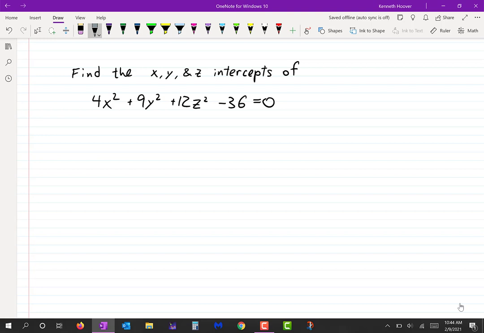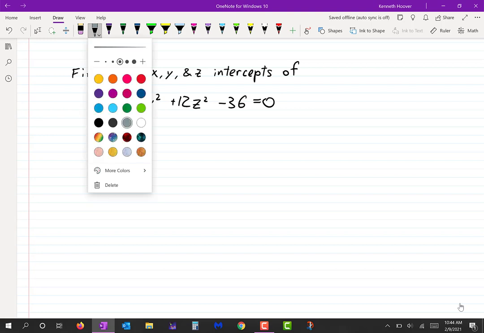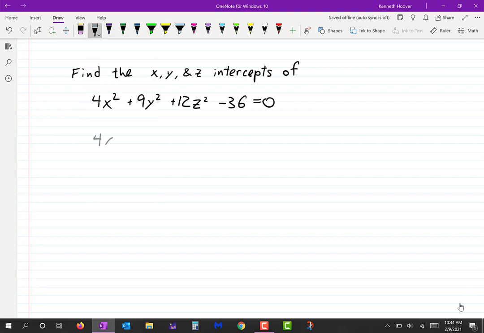Notice there's three quadratics added together. If I move the 36 over, I will have three quadratics added together equals a number. Once again, that's an ellipsoid. I would like a 1 right there, so let's divide everything by 36.